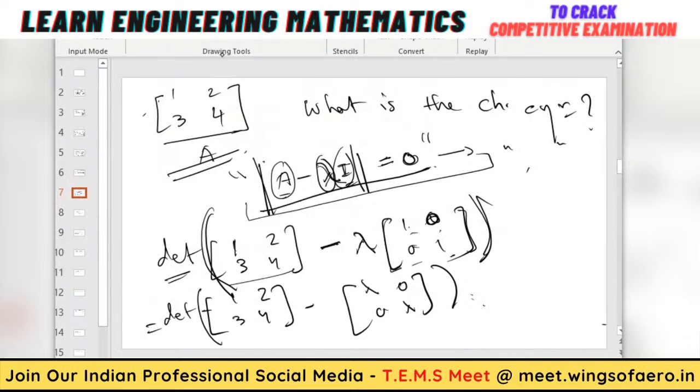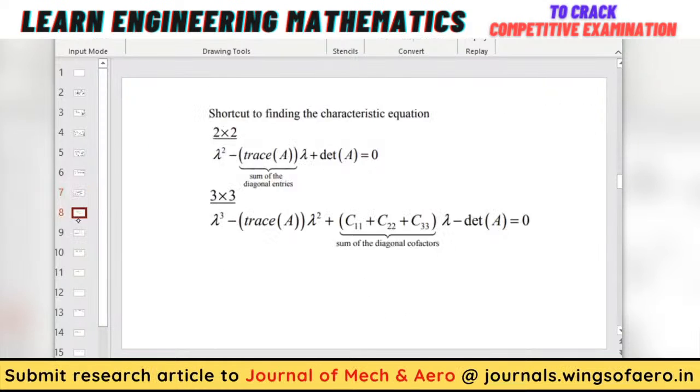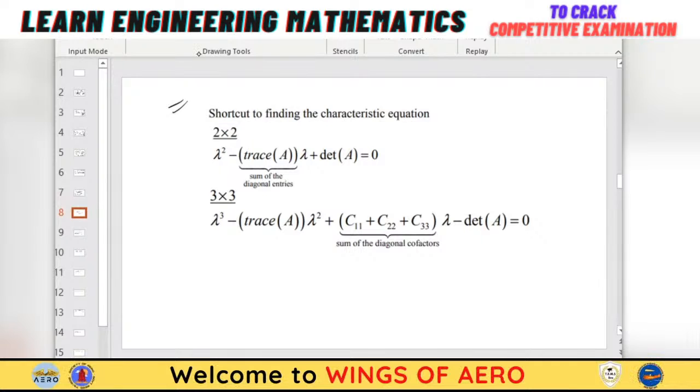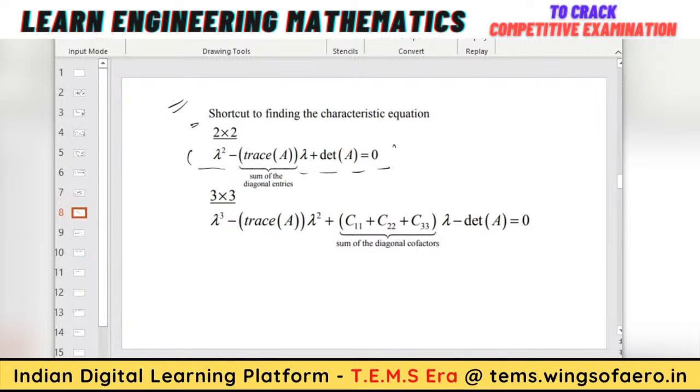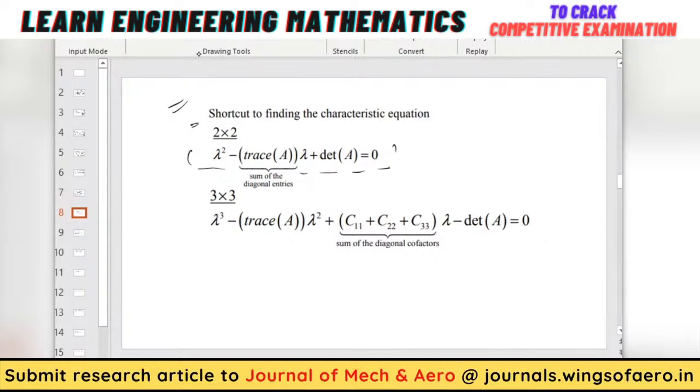Okay, so this is the process. This is the original process. Now I am just shortening this process. If you have no time, then follow this one. This is the shortcut method to find out the characteristic equation. And in the GATE exam, if you have a 2 cross 2 matrix, always use this method. Simply do not find out any characteristic equation the long way. You can write down the characteristic equation like this: lambda square minus trace of A lambda plus determinant of A.